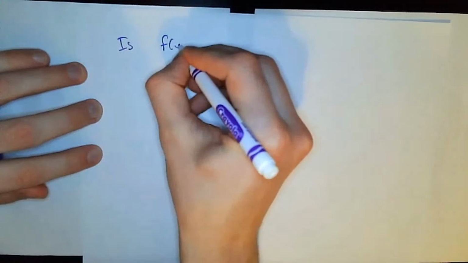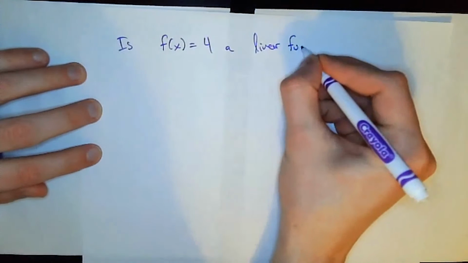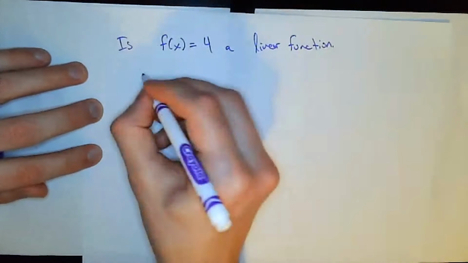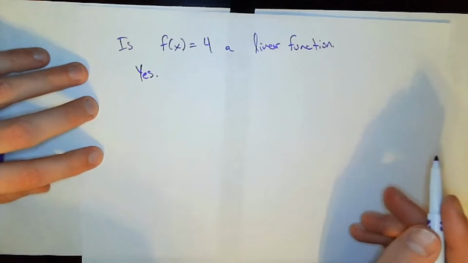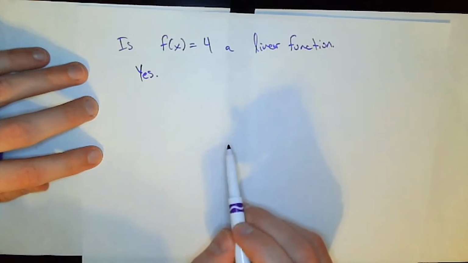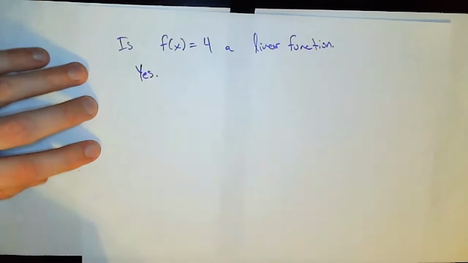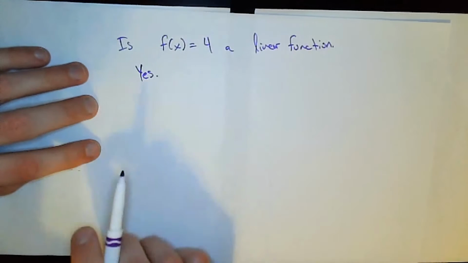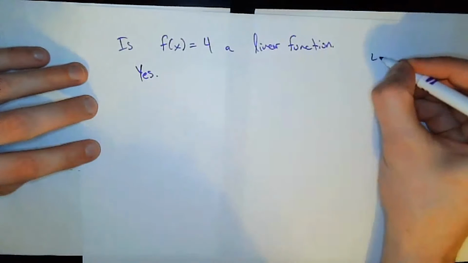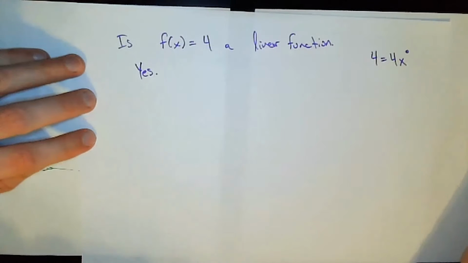By the way, here's a little weird question. Is f of x equal to 4 a linear function? Technically, yes. Yes, it is. It just, the exponent on the x cannot exceed 1. It can be less than 1. Well, actually, it can be 0 or 1. In this case, this can be written as 4 is equal to 4 times x to the 0. And that's okay. It's still technically a linear function.